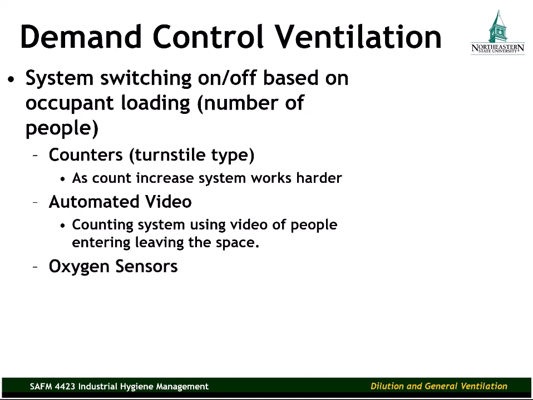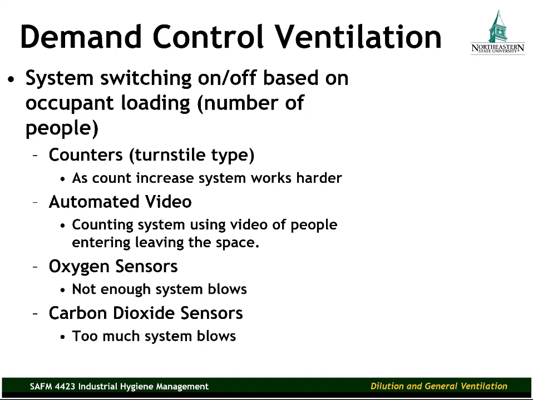Could be oxygen sensors. If oxygen drops below a certain level, the system brings in more air. If carbon dioxide is too high, the system supplies air to the space. Could also be based upon temperature or humidity in an area. More people entering a space causes the temperature to increase. That sends a signal to the system to provide more ventilation air.